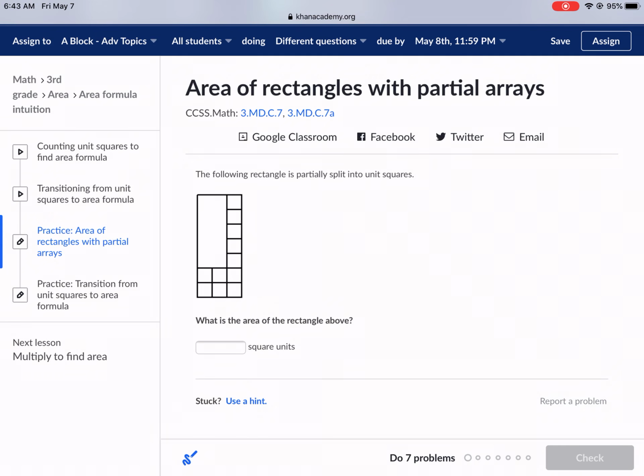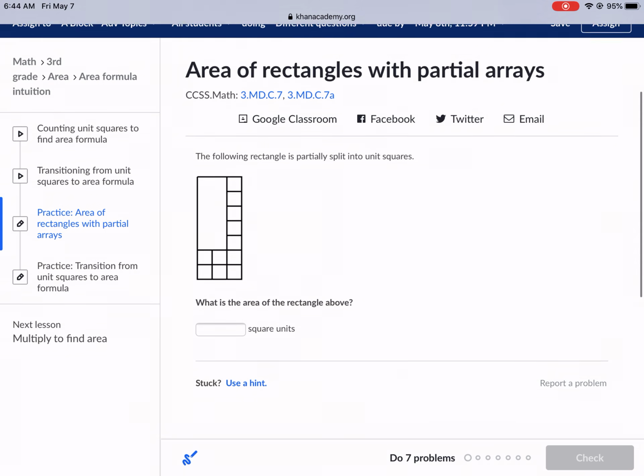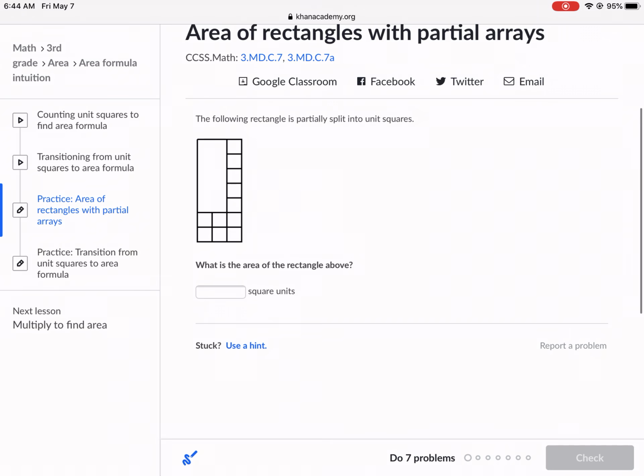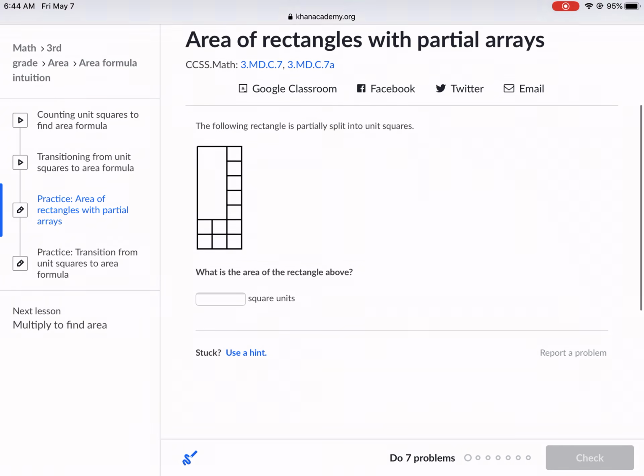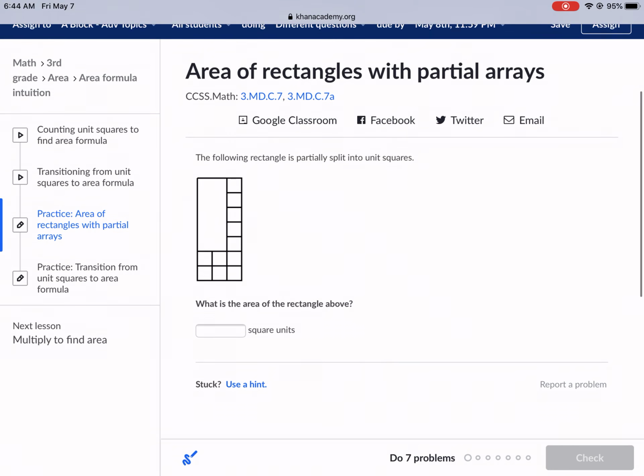We're doing area of rectangle with partial arrays today. Partial arrays, I should say. Let's go ahead and get started. I'm guessing we're going to have to use some rectangular area formulas based on the title.